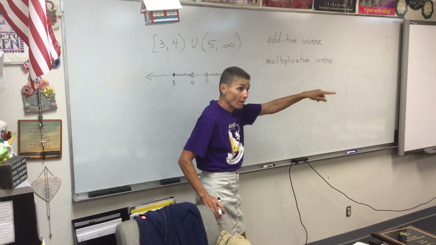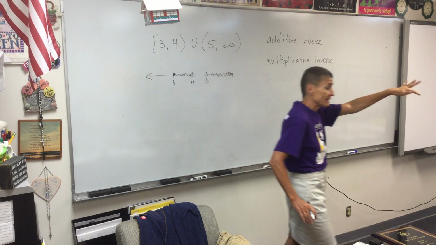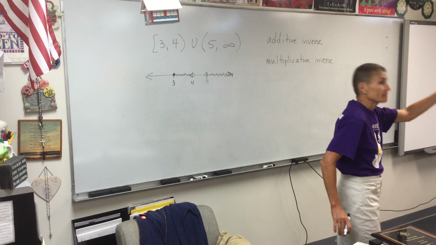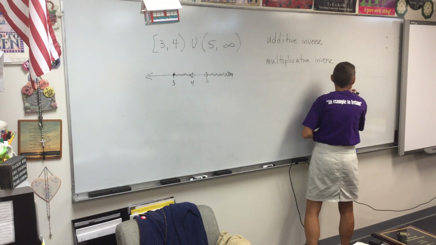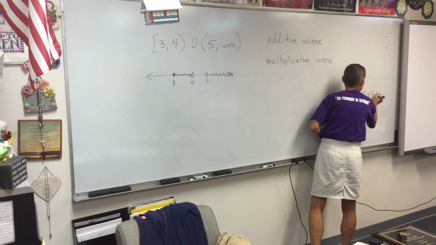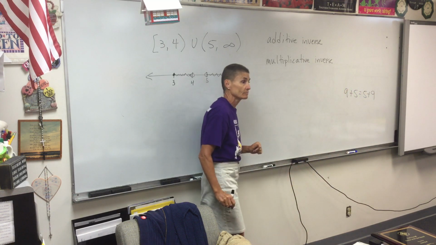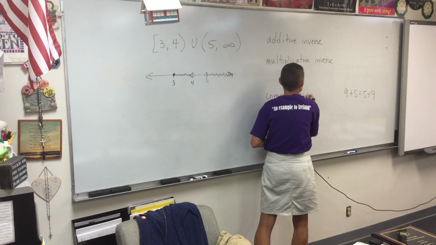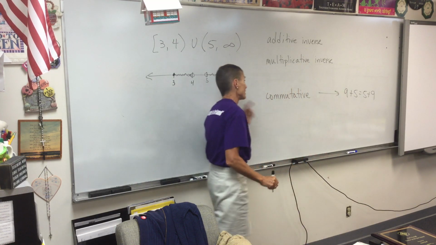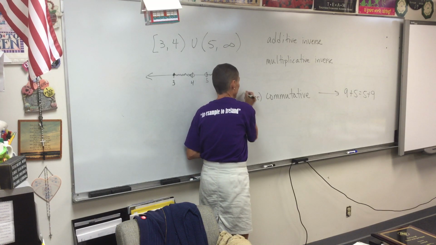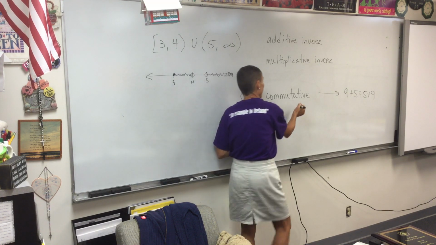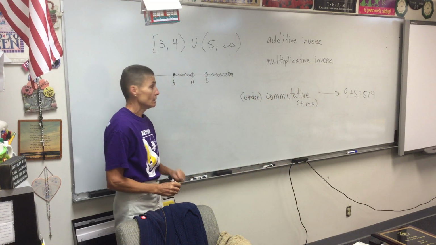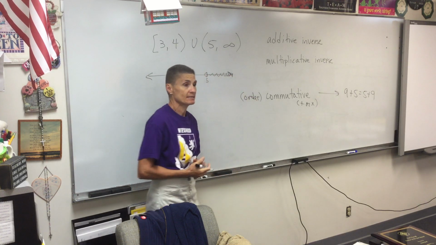Does anybody remember what property he just said? Did you hear him? Say it again, Michael. What did you say? That you can add 9 plus 5 or 5 plus 9. Both equal 14. So 9 plus 5 equals 5 plus 9. What property is that? That's commutative. That's called the commutative property. The commutative property says that you can add or multiply in either order. So 9 plus 5 is 5 plus 9. That's his example. Perfect.